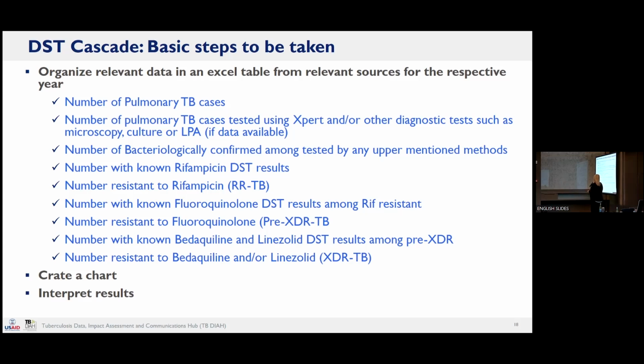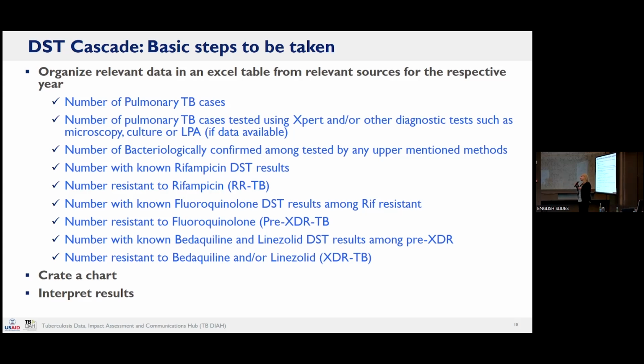the number of known fluoroquinolone DST results, the number of resistance to fluoroquinolone, the number of known bedaquiline and linezolid DST results. So these are the numbers which are necessary.